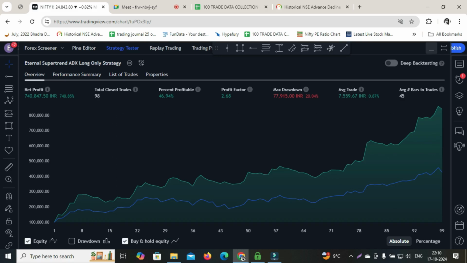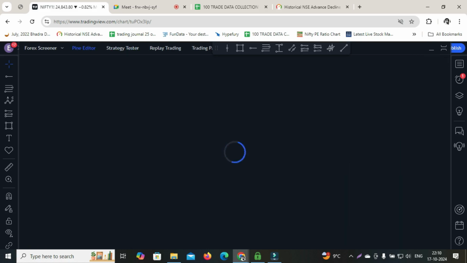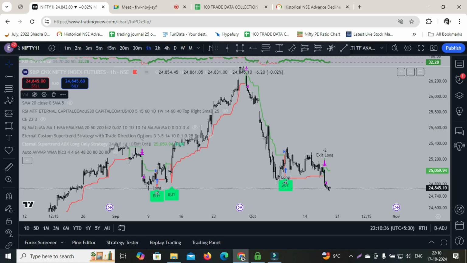Okay. Now how does it work? That is the second question. So this is its Pine editor code. Okay, it will not come this way. I have to load it.